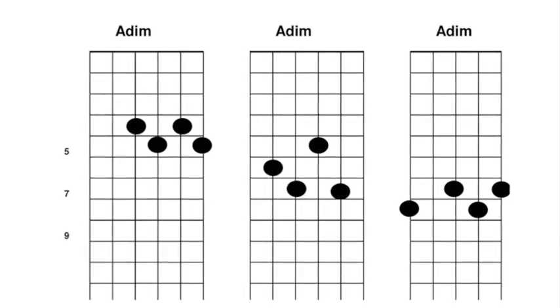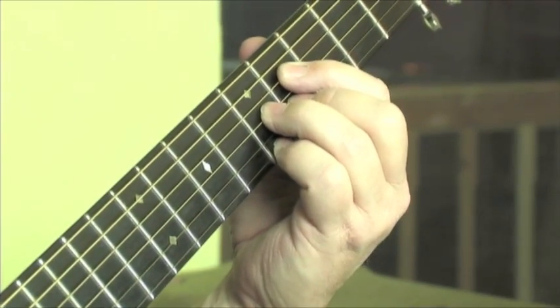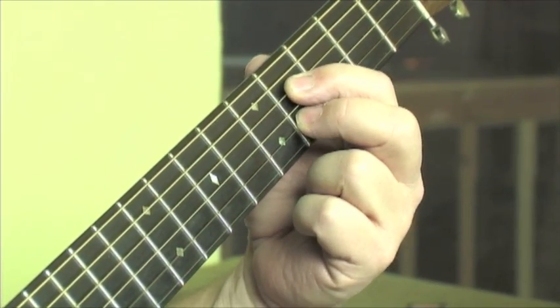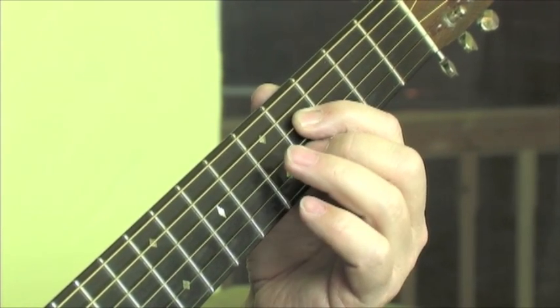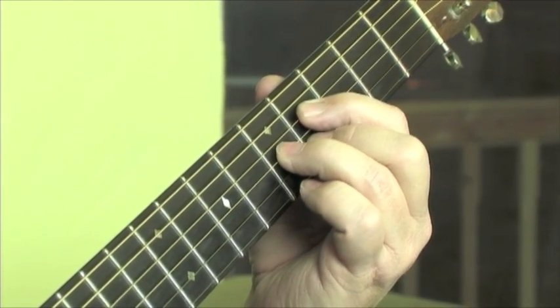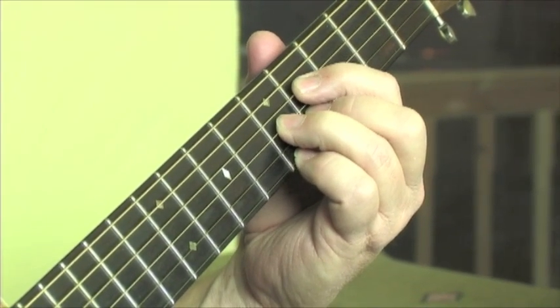And that's worth spending some time doing, so those just come naturally. Okay, here's my diminished chord. I've got my first and second fingers on the 4th and 2nd strings, 4th fret. And I've got my 3rd finger on the G string, 5th fret, my little finger there on the E string.